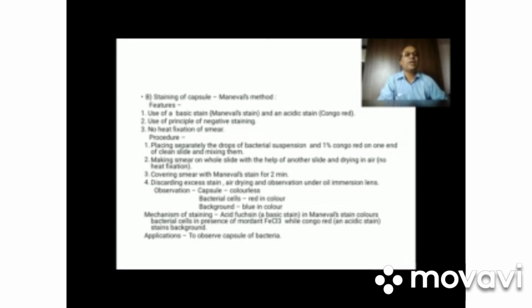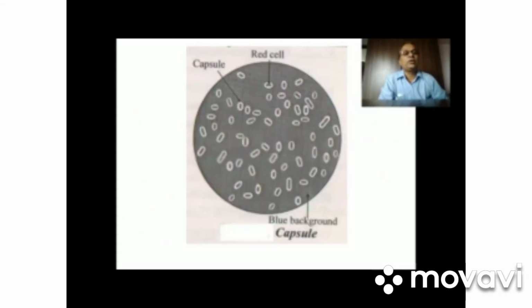Let's see what the application of this staining is. This staining procedure is used to demonstrate the capsules in capsulated bacteria. In the diagrammatic presentation of capsule staining, we observe that the capsule is colorless, cells are red or pink in color, while the background is blue in color. The color of the background, blue, may also be red, and a red colored background is observed usually when we wash the slide after application of Congo red.